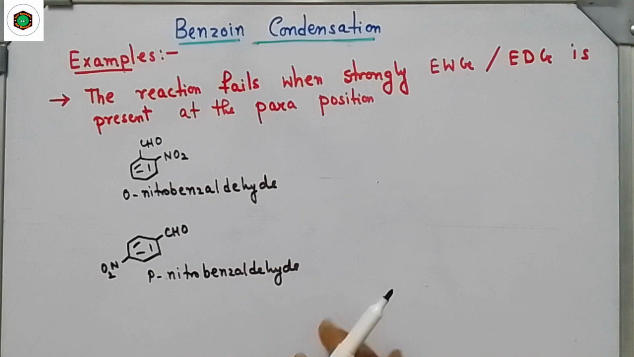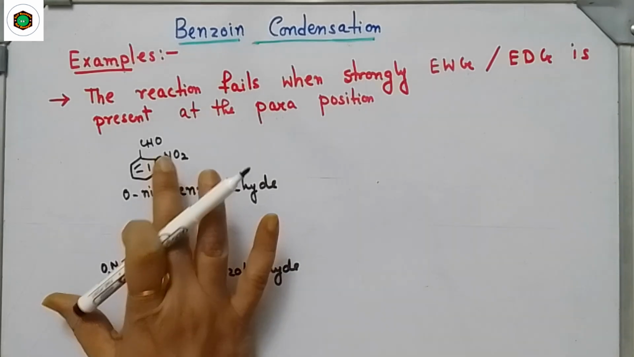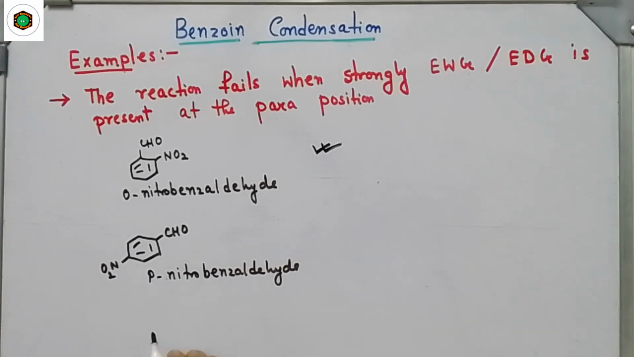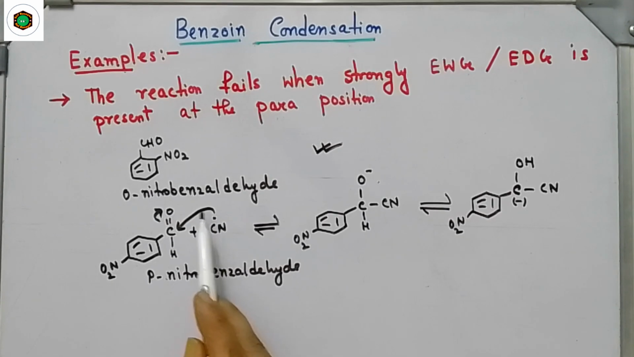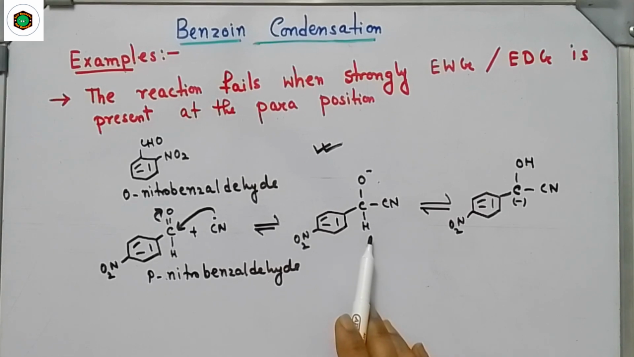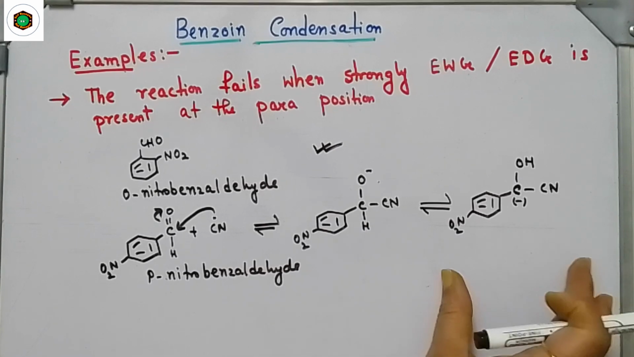So nitro group is electron withdrawing group. If this type of group is present at ortho and para position, what will happen? It will give benzoin condensation reaction, but this will not give benzoin condensation. Why? Because at the first step of benzoin condensation we have seen cyanide ion will attack here, we will get this, and then migration of aldehydic hydrogen takes place from here to here, we will get this carbanion.